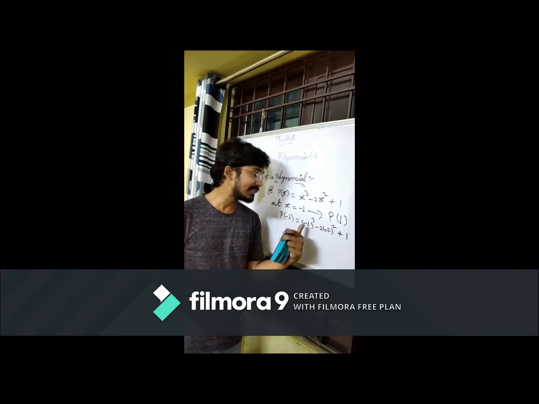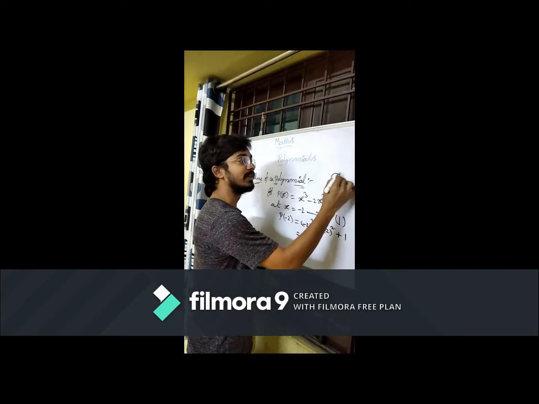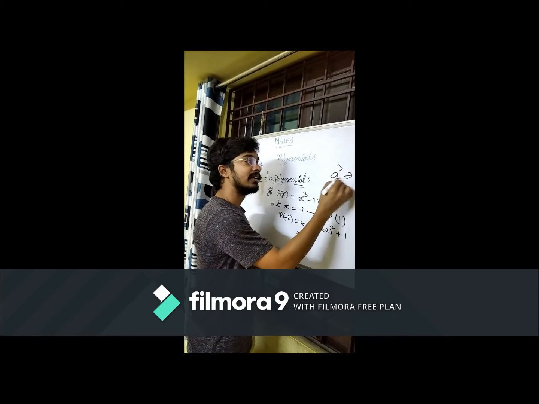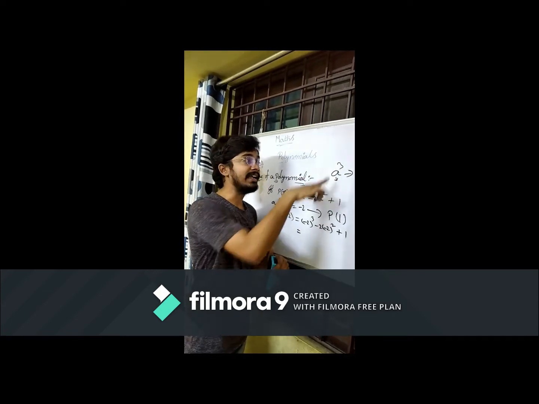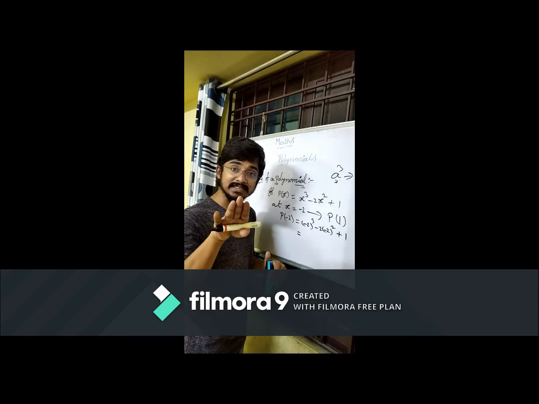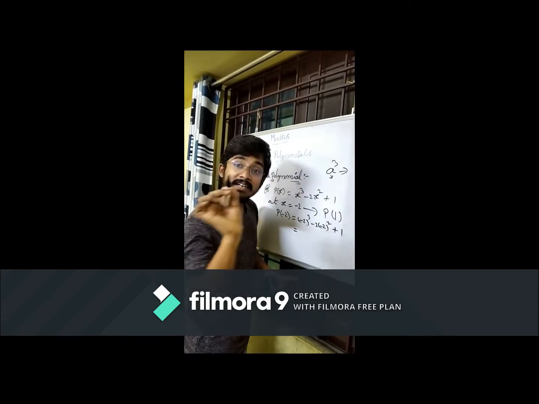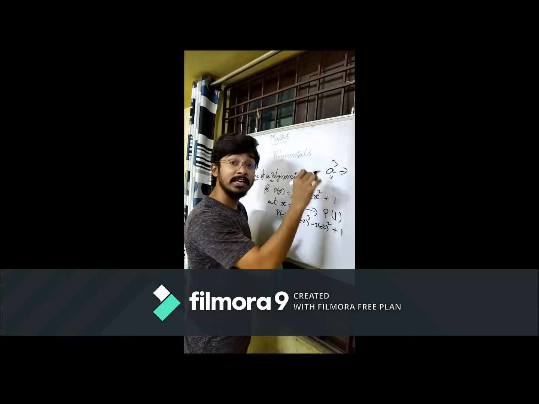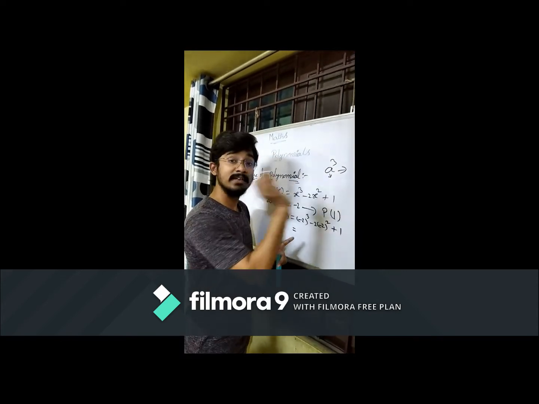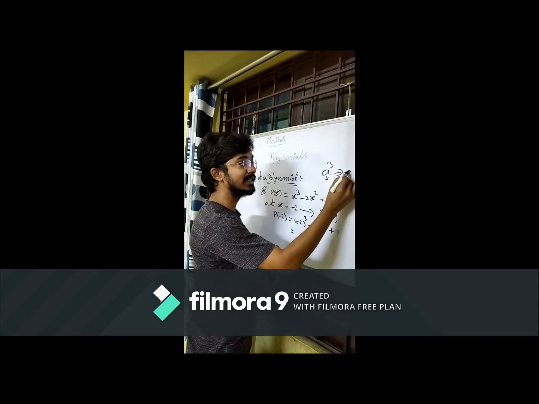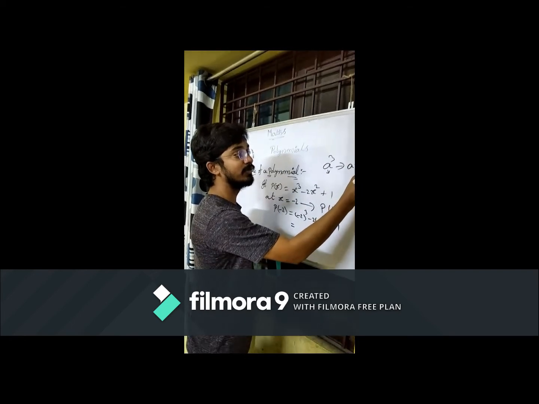First, minus 2 whole cube. Suppose a cube: here the base is a and the exponent is 3. In this a cube, the base is repeated how many times? 3 times. A cube, with the base repeated 3 times, can be written as a into a into a.